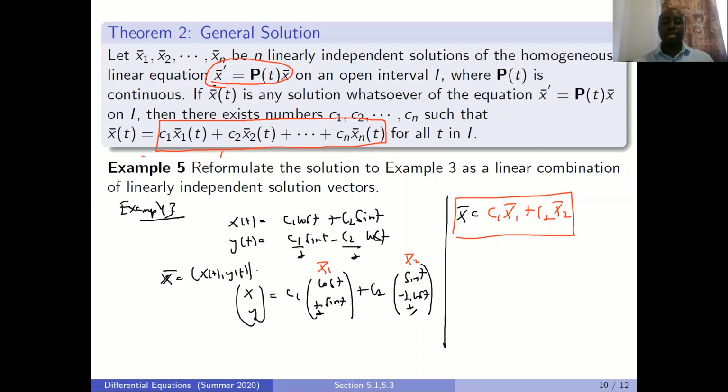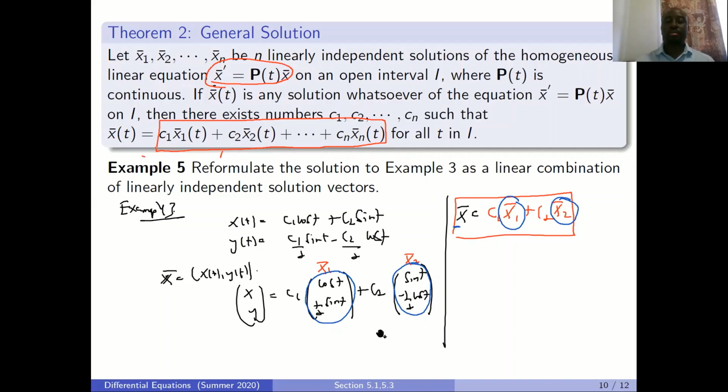And so, of course, the assumption here is that x bar 1 and x bar 2 are linearly independent. In other words, this vector and that vector are linearly independent, because that's the only way the linear combination will generate a general solution. So how do we check to make sure that two vectors are linearly independent? The check is no different from how we've checked linear independence so far.